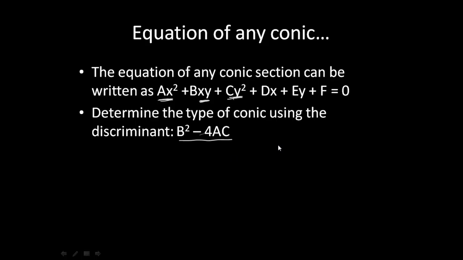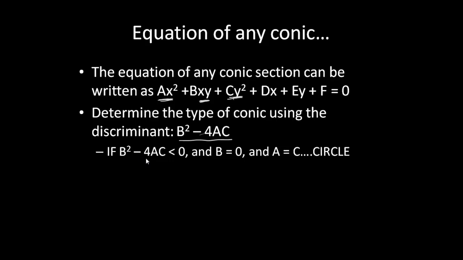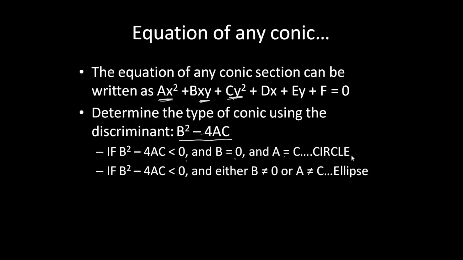Now our rules for our discriminant. If our discriminant is less than 0, meaning it's negative, and B is equal to 0, and A is equal to C, we have a circle. So all three of these conditions have to be met in order to be a circle. Now if our discriminant is negative and either B isn't equal to 0 or A is not equal to C, then we get the ellipse.